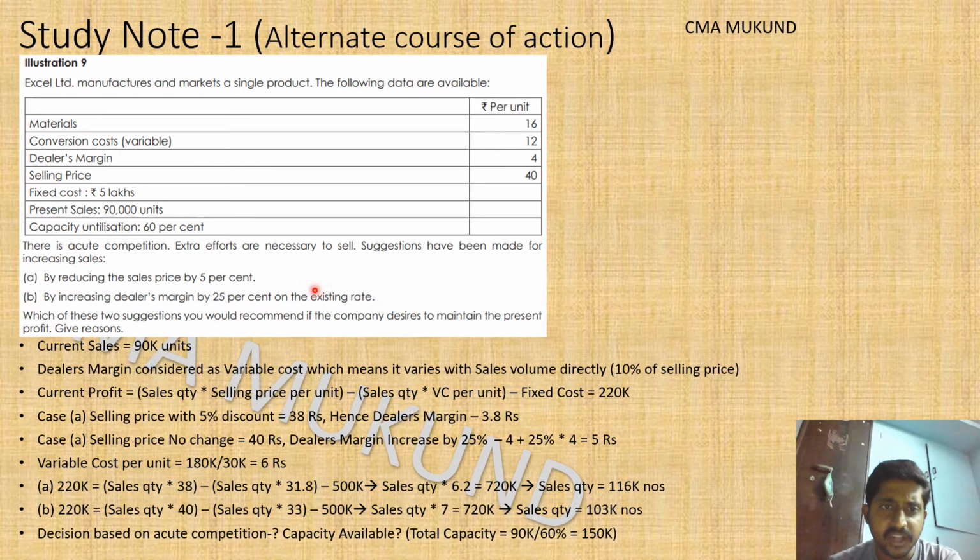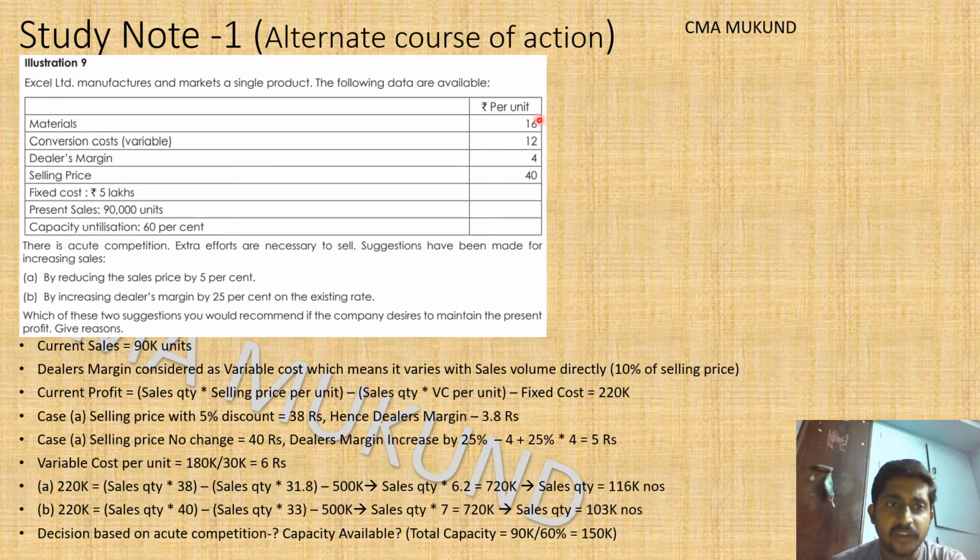So the finance department has to evaluate both the options, and whichever is the best has to be suggested to the marketing department. So which of these two suggestions would you recommend if the company desires to maintain the present profit? The P&L level profit is not given, but we can easily calculate it because we know the sales is 90,000 units. So 90,000 units multiplied by 40 rupees is going to be your total sales turnover.